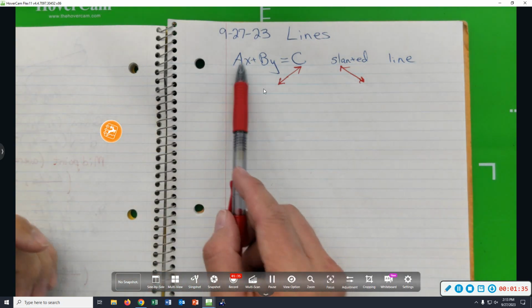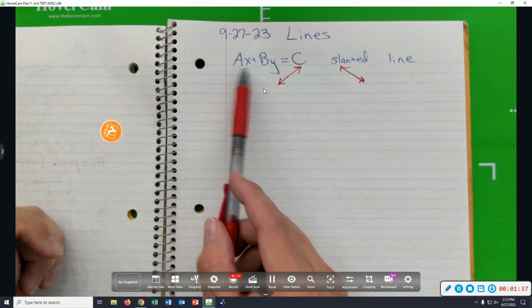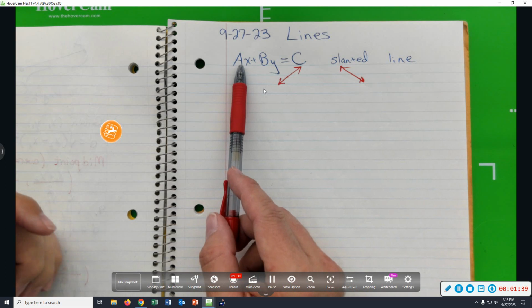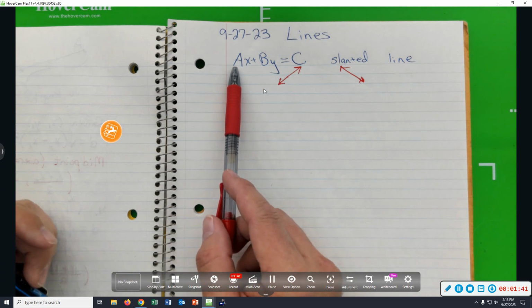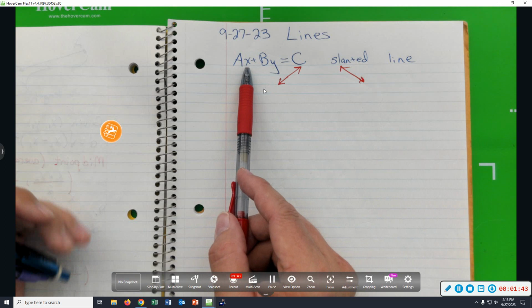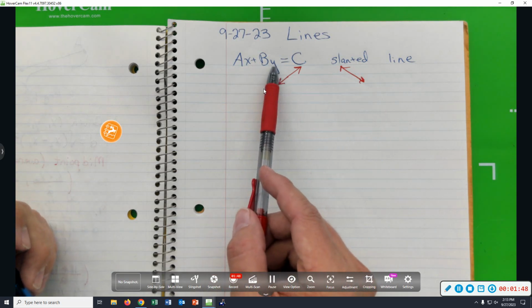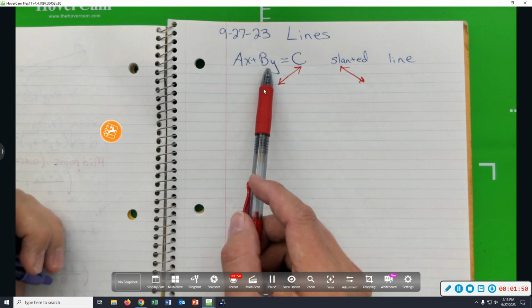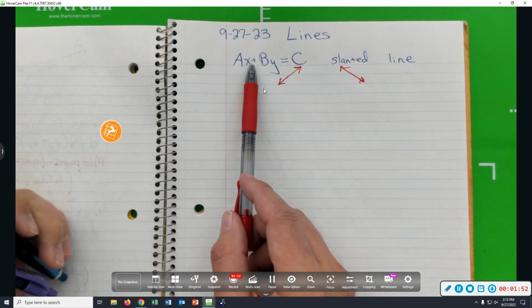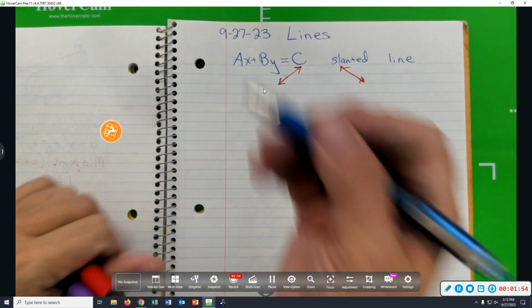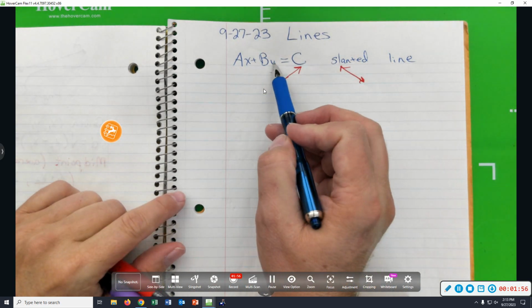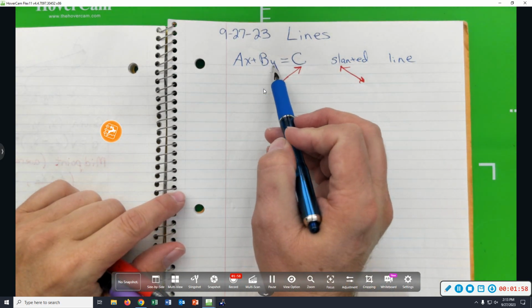Suppose I said a, b, and c have to be integers. Suppose a were 0. Would we even have an x, a variable, appearing in the equation? No, we would only have a y. So if your equation contains a y but no x, you could solve for y.